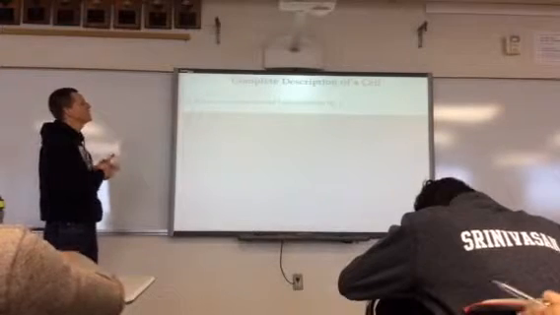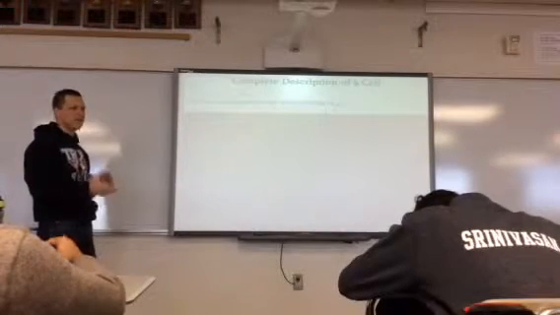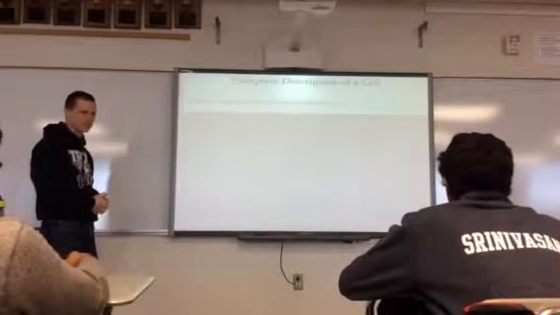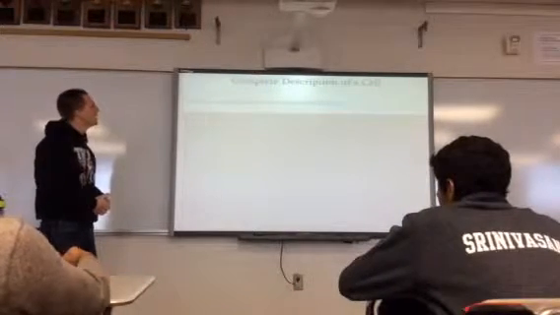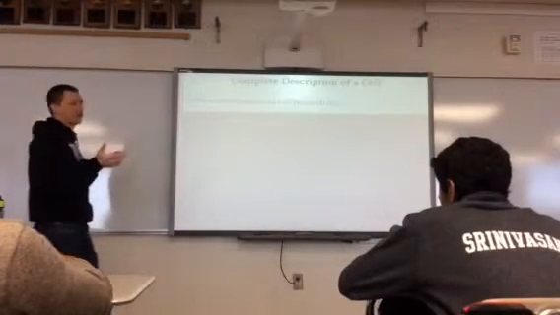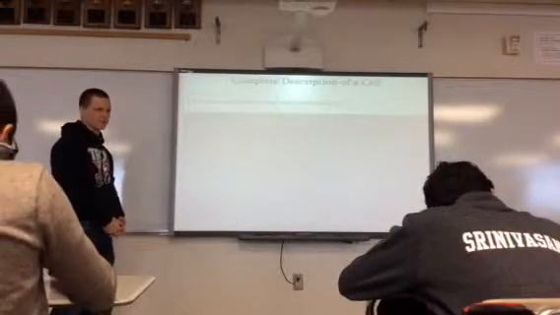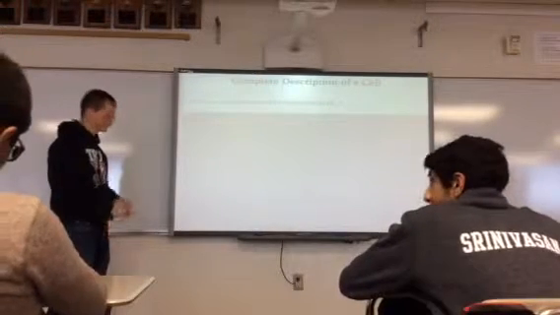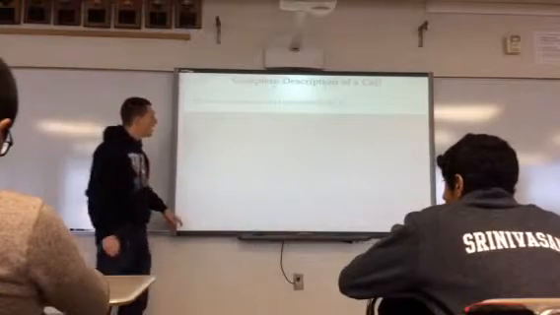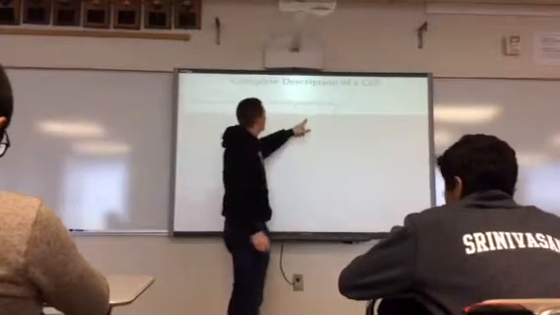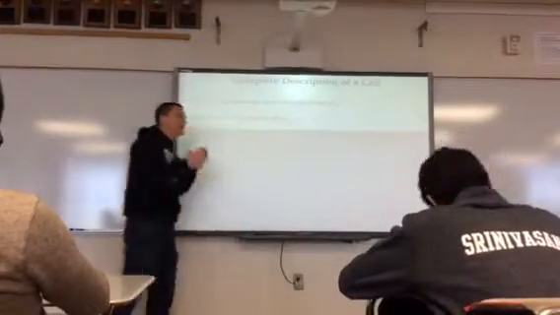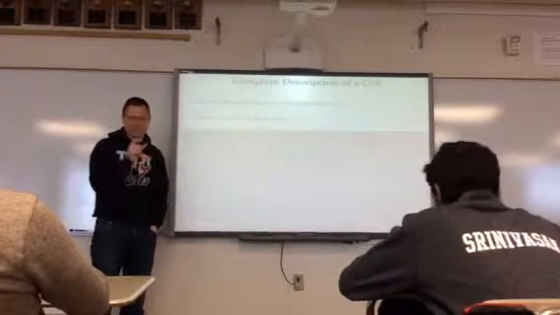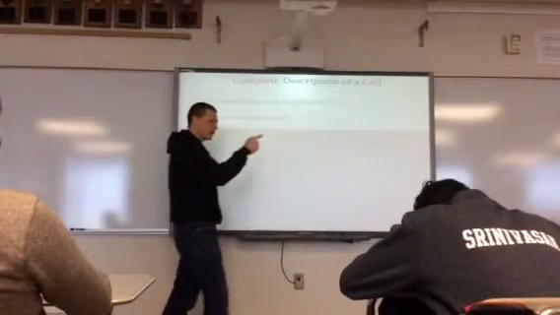So for a complete description of a cell, component number 1 is the balanced equation and the cell potential. It may not be in standard conditions, so that may or may not be true. And then component number 2, in your drawing, and you will have to sketch the cell, you have to know what direction the electrons are flowing through the wire. Are they going from left to right, or are they going from right to left?